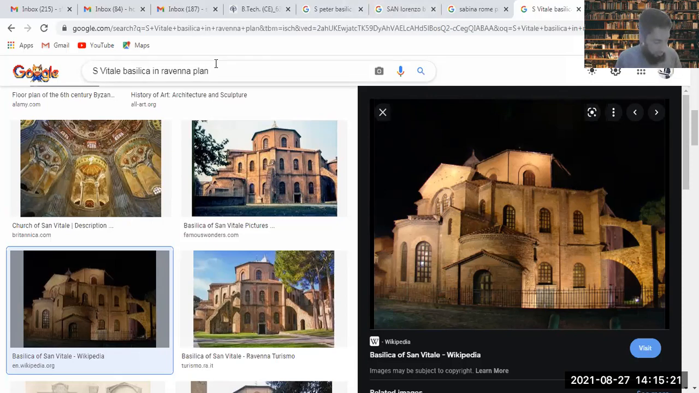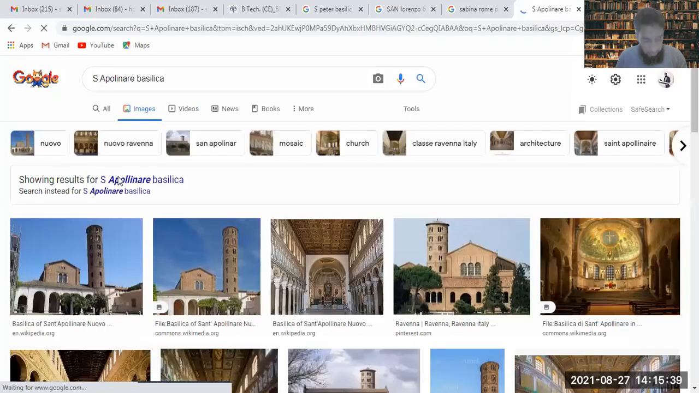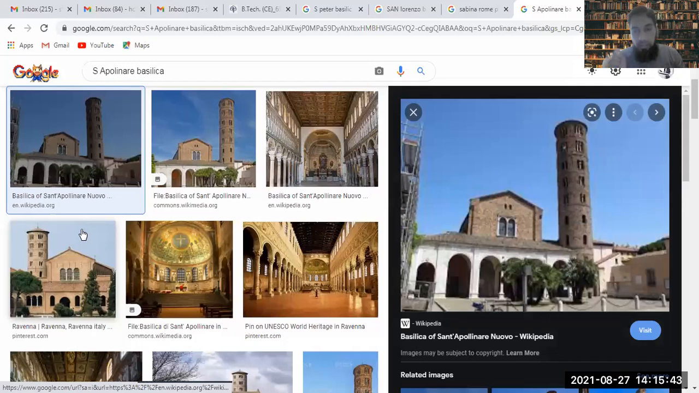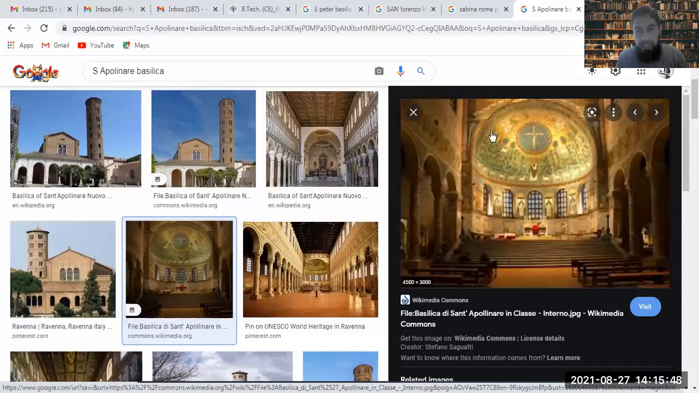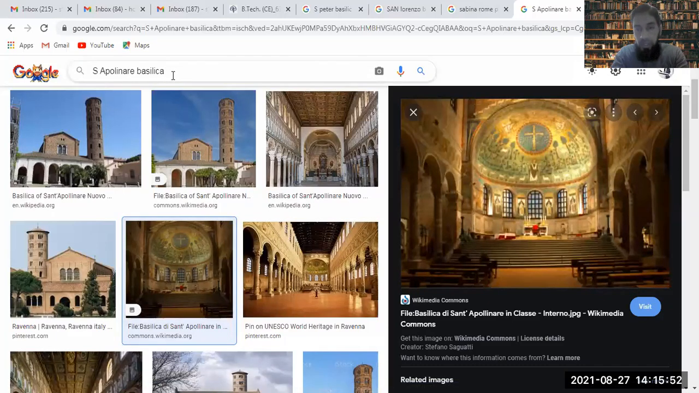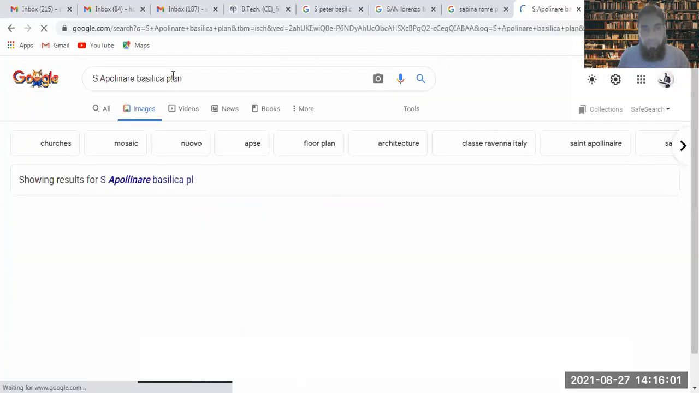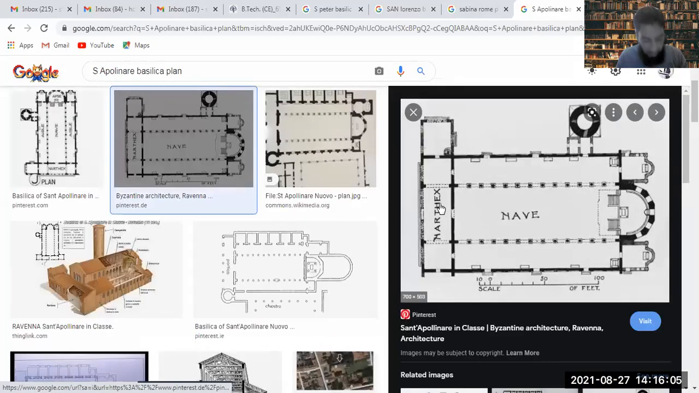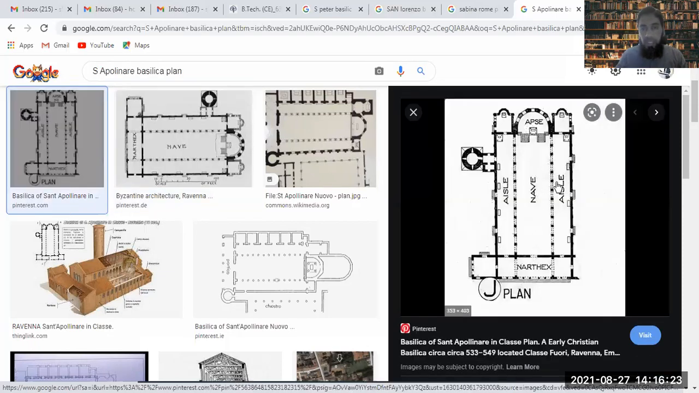There is one more. This is Saint Apollinaire Basilica. Now you can see that there is a dome-like structure towards the end. This, and then you have the narthex portion, and there are aisles behind these columns. So this portion, the dome, is the apse portion, and this is the nave. And these are the aisles behind, and this is the narthex.